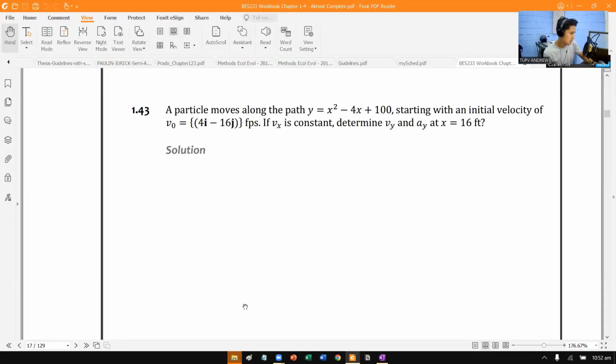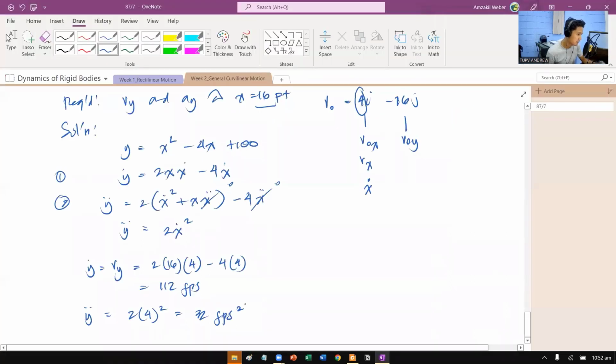Determine Vy and Ay. Vy is velocity, Ay is acceleration. These are both vectors. We need some direction. I have less than 1 minute left, so I'll close here and continue later.